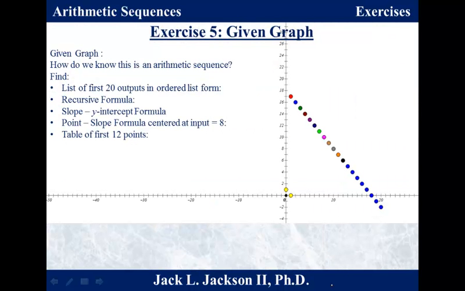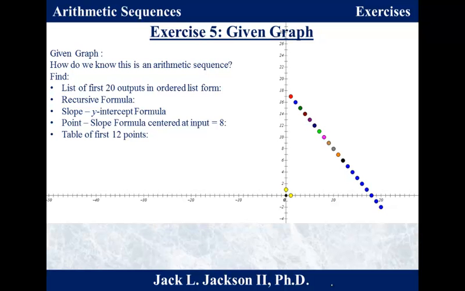Okay, so here we have a graph of a sequence. First of all, how do you know it's arithmetic? And then see if we can find the other representations. Go ahead and do this one on your own if you can. Press pause now.